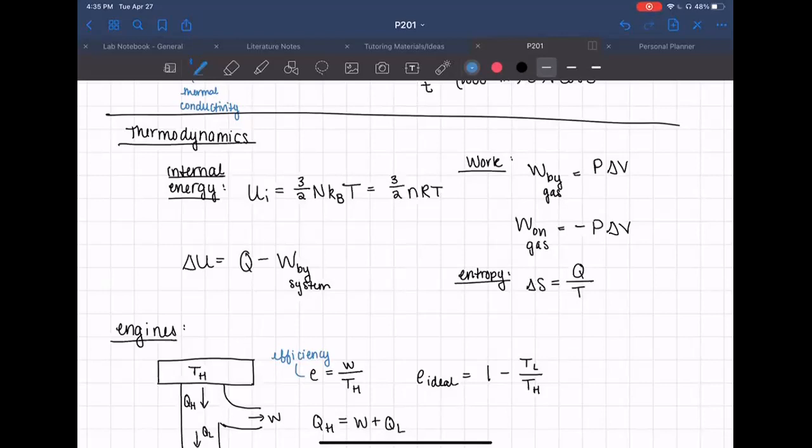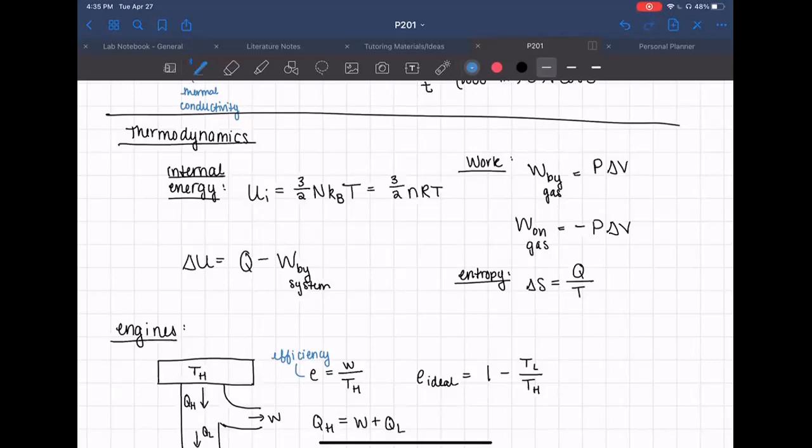We then have work that can be done on a gas or by a gas. The work done by a gas is equal to the pressure times the change in volume. The work done on a gas would be the opposite of that, so it would just be negative pressure times change in volume.